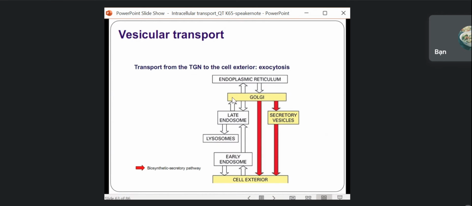So as you see in the example, the trans face of the Golgi network is responsible for the exocytosis of the cell. That means many secretory proteins will be transported this way from the trans face of the Golgi network to the cell exterior through vesicle formation.